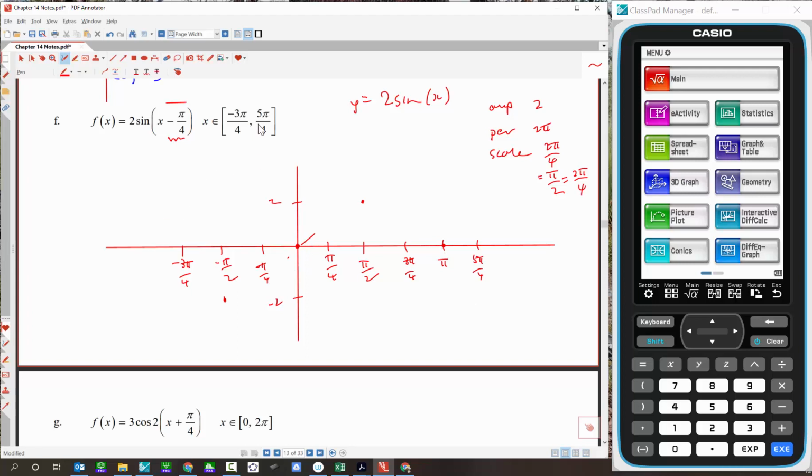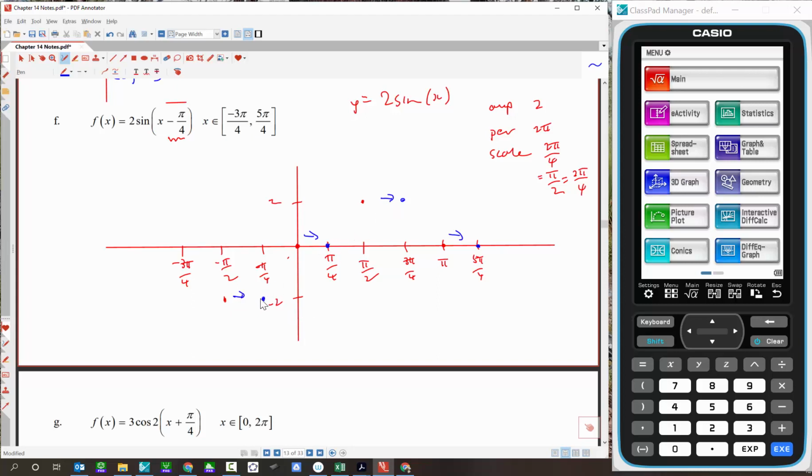All right, now what we're going to do is do our translation now. So again, this is where I reach for a different color pen because it can get a little confusing with all these dots everywhere. So this dot is going to move pi on 4 to the right, and it'll end up there. That dot moves to there, that dot moves to there, that dot conveniently moves to the end of the restricted domain.